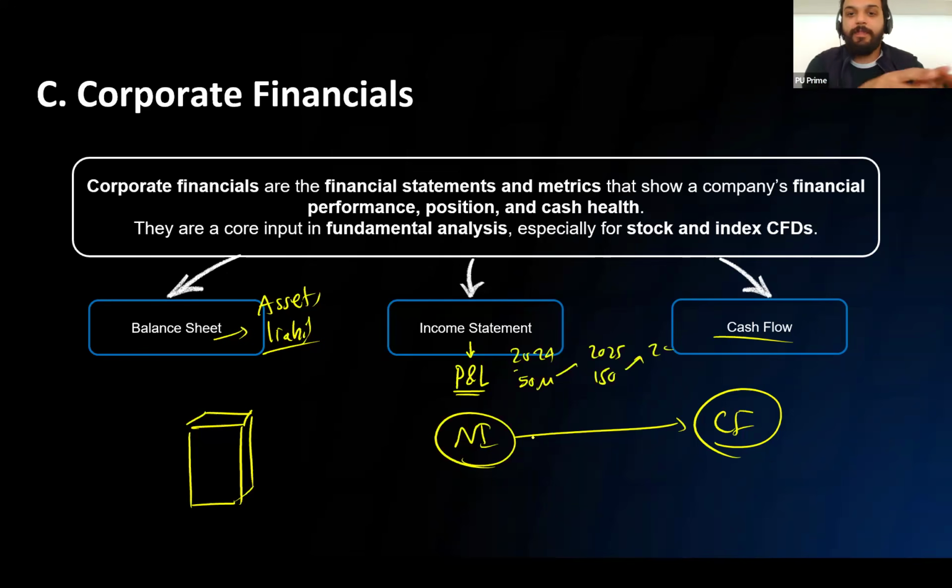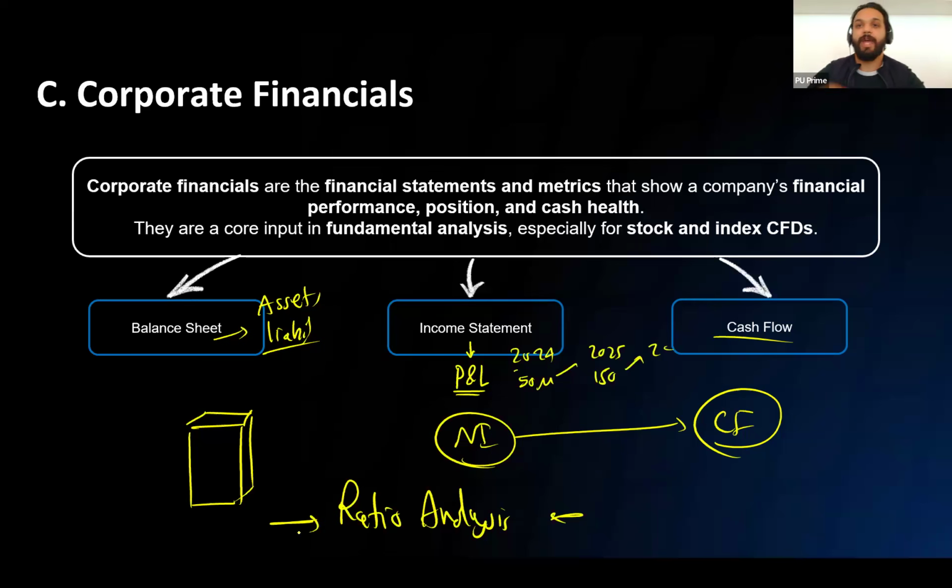So in order to understand the income statement, balance sheet, and cash flow, we don't look at the absolute figures. We do something called ratio analysis. We do something called what? Ratio analysis. And we can do a session on how to analyze the company financials using ratio analysis, right? Okay.